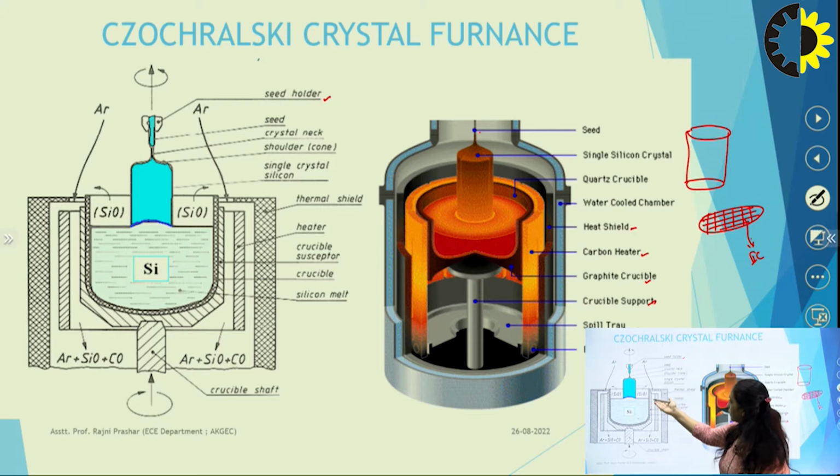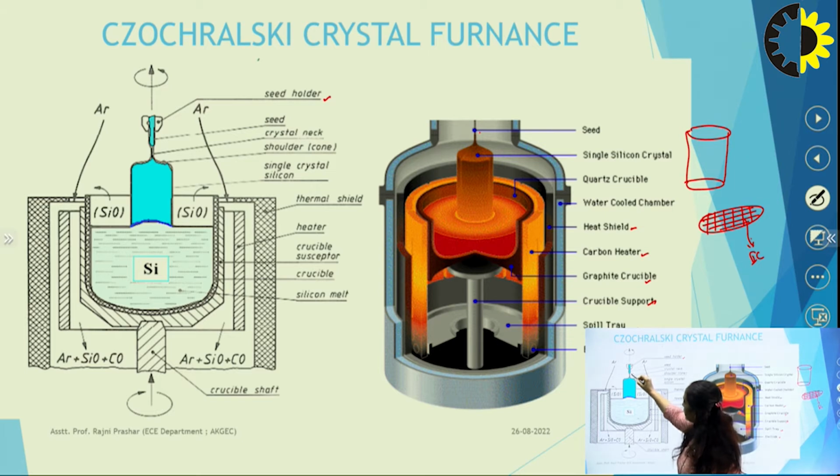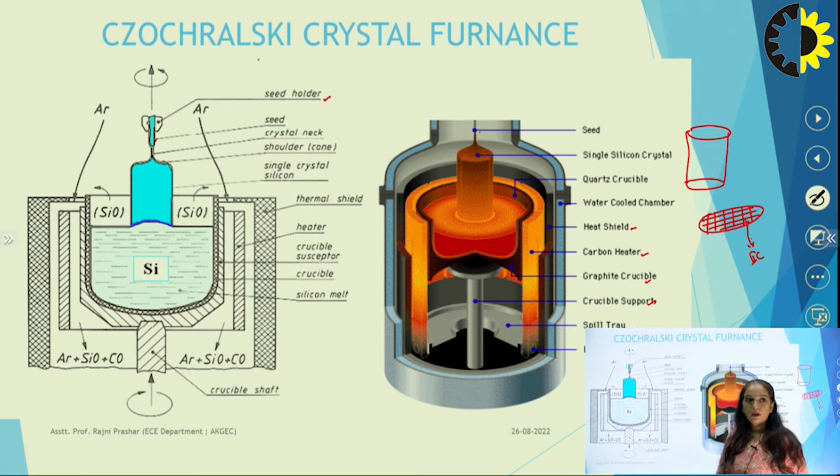This is the same diagram, another pictorial representation of this furnace. This is the seed holder which is used to hold the seed here. Here we can see that we have some silicon seed, which is the pure silicon, single crystal seed, which is used as a starting material to generate the silicon ingot. Then crystal neck will be there, shoulder cone, single crystal silicon which is generated with the help of this process. Then we have these thermal shields, heaters, some RF heaters will be used so that heating process can be continued, crucible susceptor, crucible, silicon melt, and crucible shaft.